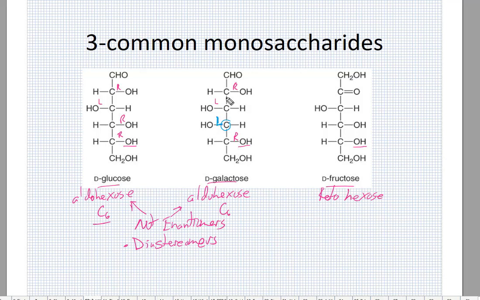So that means for diastereomers that the prefix di means you have to have at least two chiral carbons. I should say have two or more chiral carbons.